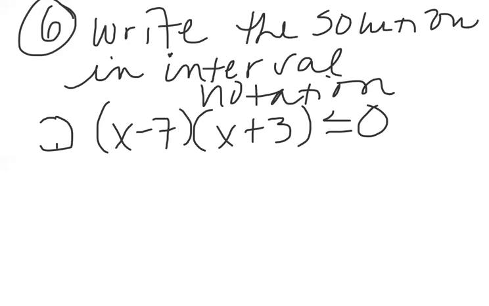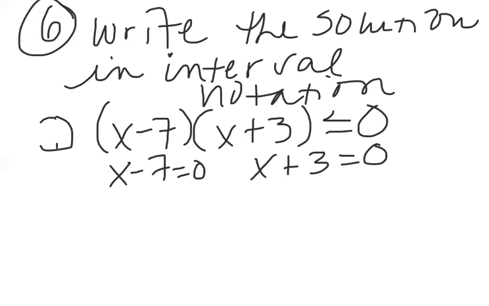So step number 3, take each factor, set it equal to 0, and solve. So we can find those boundary or critical values. What value minus 7 makes it 0? Positive 7. What value plus 3 makes it 0? Negative 3. So there's your two critical values.